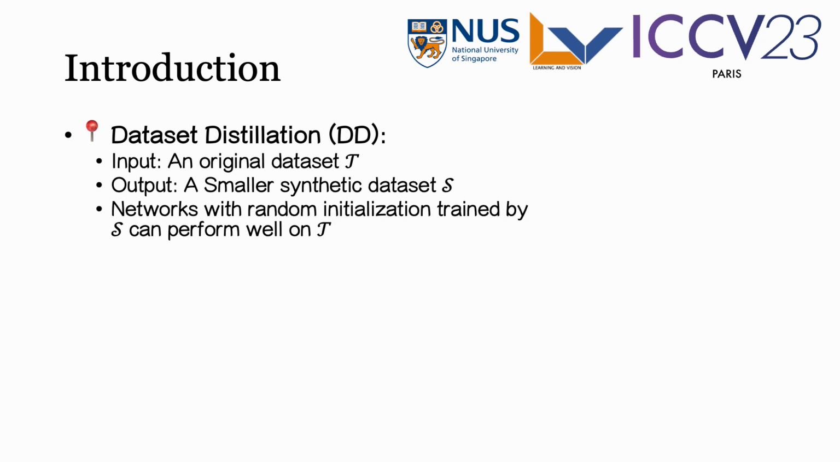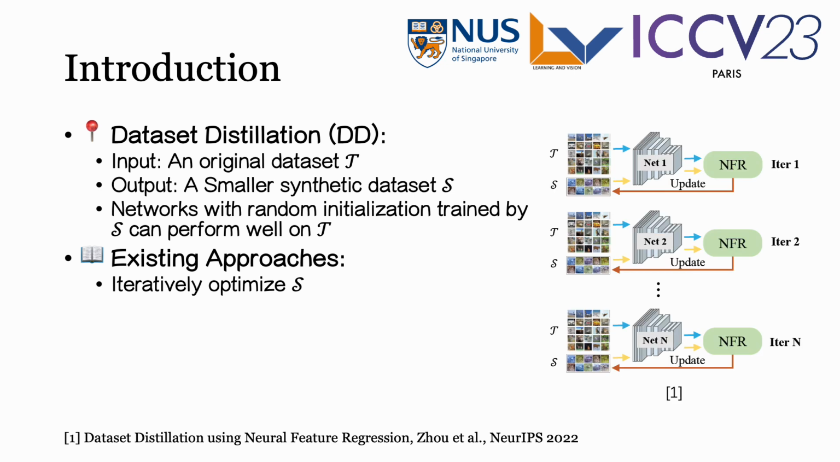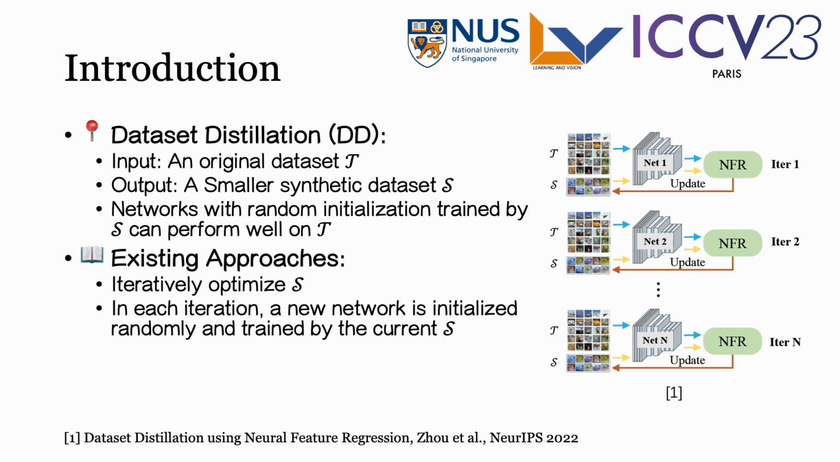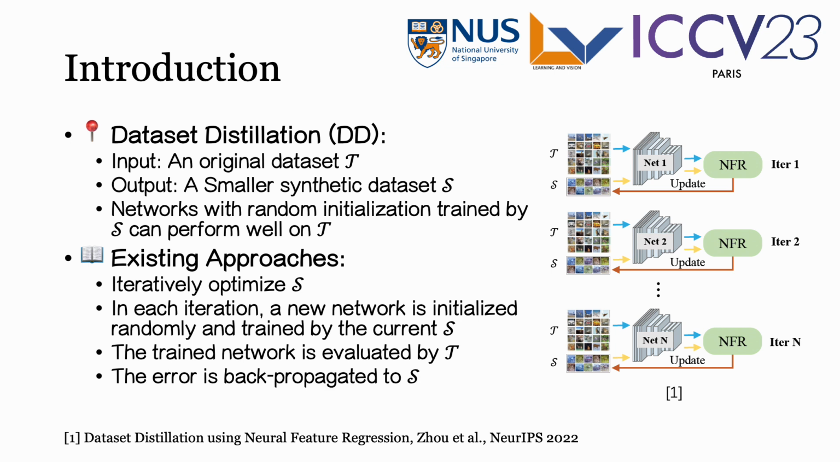Existing approaches always require iteratively optimizing S through multiple neural networks, as shown in the figure. In each iteration, a new network is initialized randomly and trained by the current S. The trained network is evaluated by T, and then the error is backpropagated to S. This step is known as neural feature regression, or NFR in recent works. The whole process is slow, since the optimization is conducted iteratively in multiple neural networks.